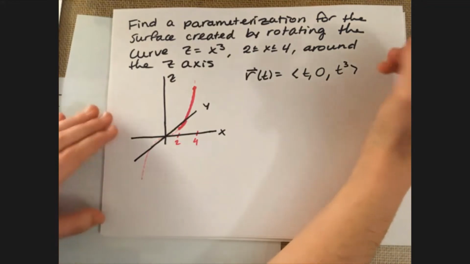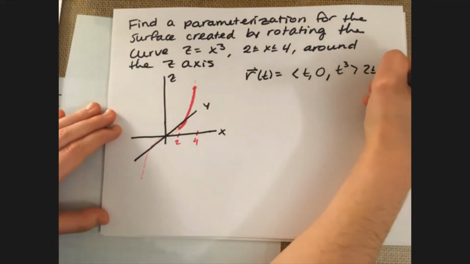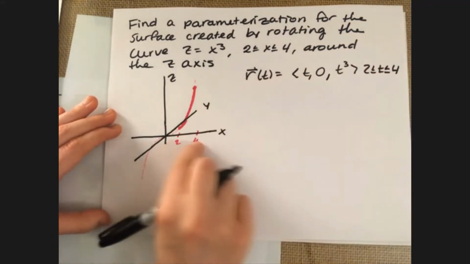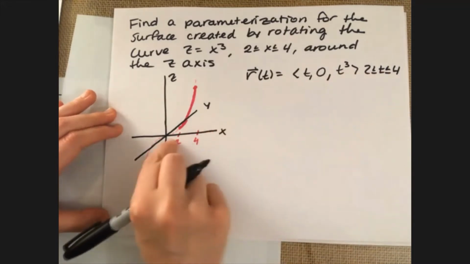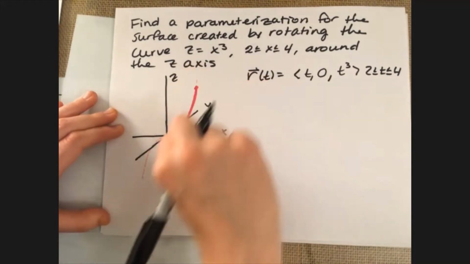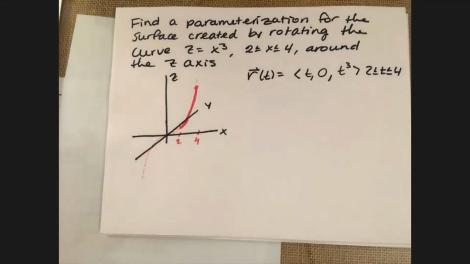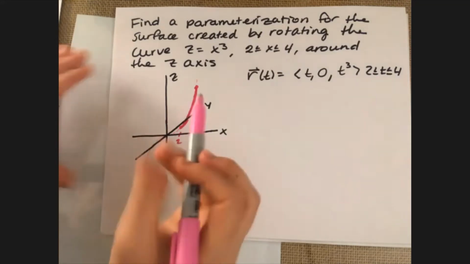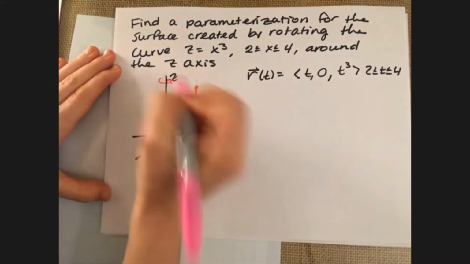And t is between 0 and 4. Okay, so that's just reflecting, or 0 and 4, 2 and 4. That's reflecting the fact that we're on this line segment and we're looking to go up like that. Now, what we ultimately want is going to be the surface created by rotating this around the z-axis.